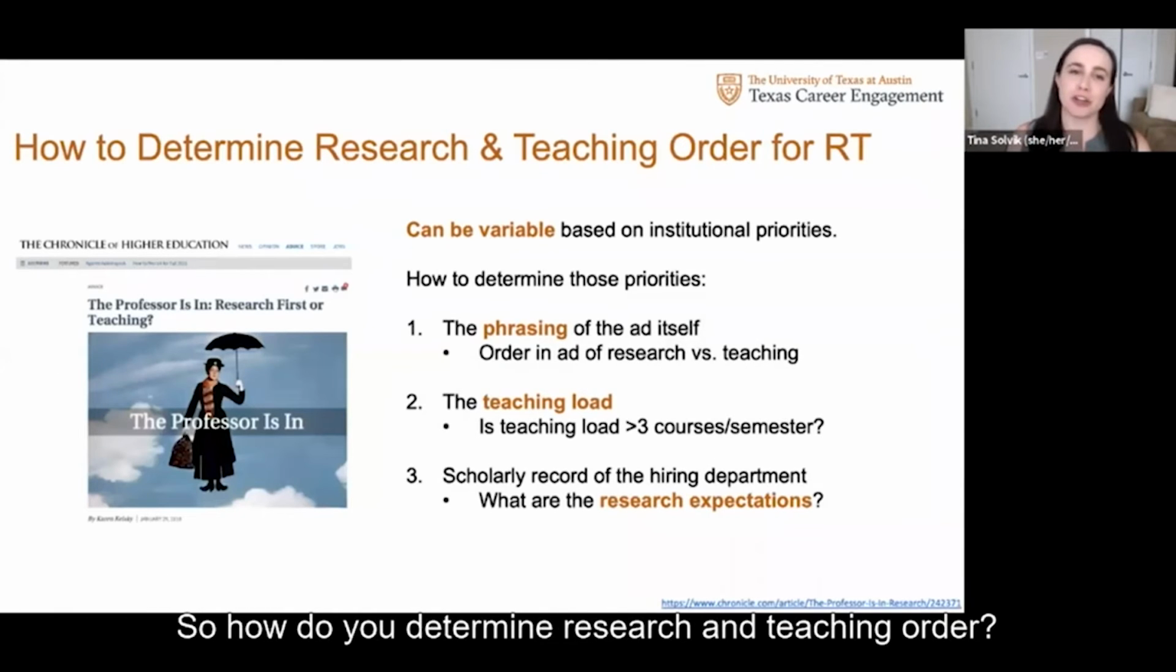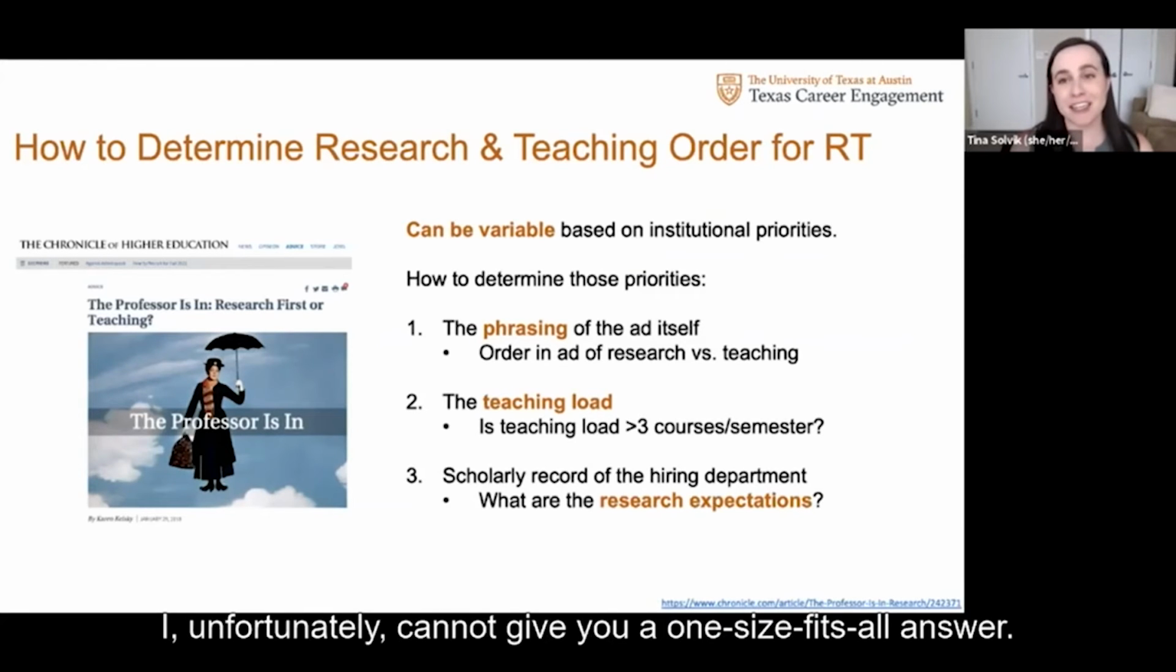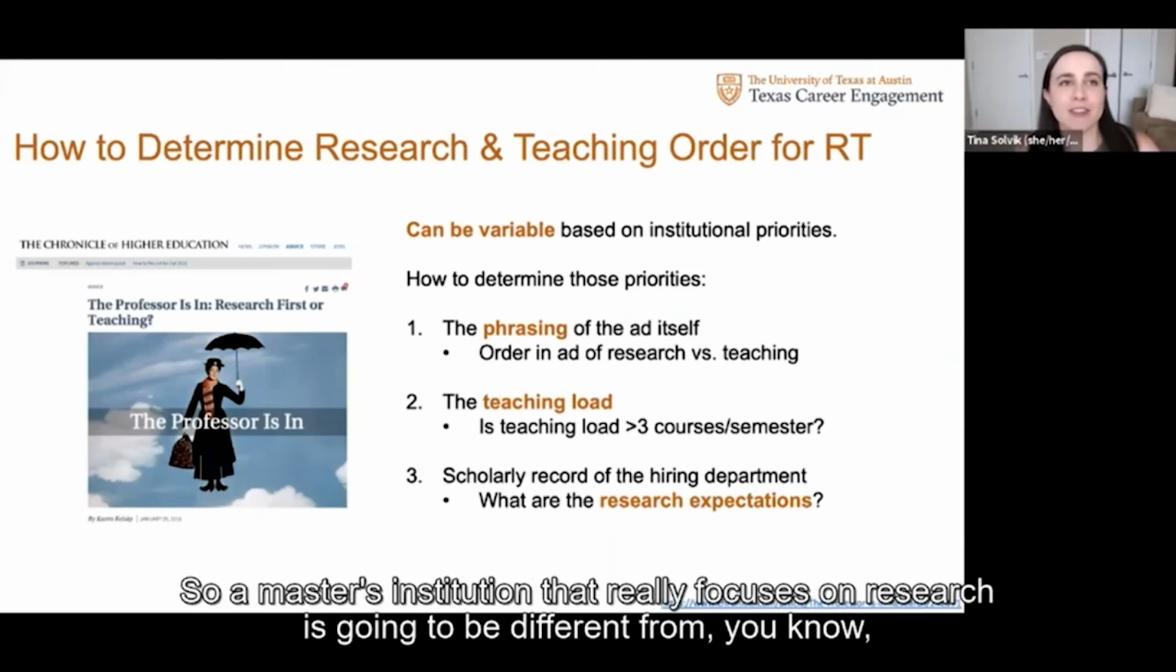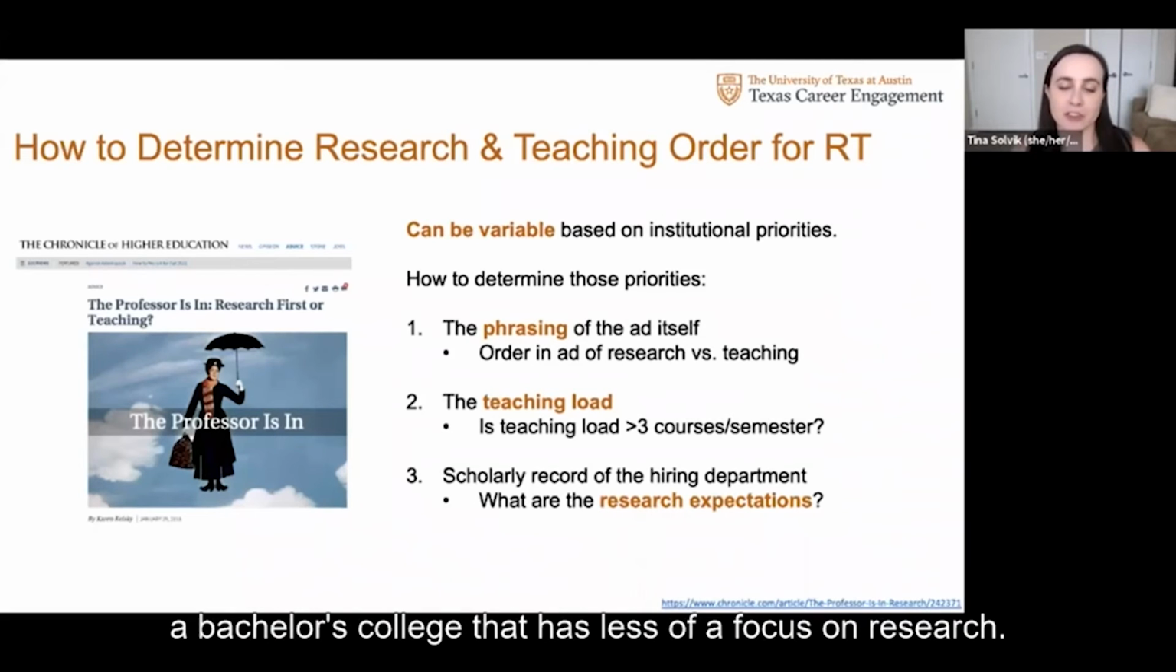How do you determine research and teaching order? I unfortunately cannot give you a one-size-fits-all answer. It is extremely variable based on institutional priorities. So a master's institution that really focuses on research is going to be different from a bachelor's college that has less of a focus on research.